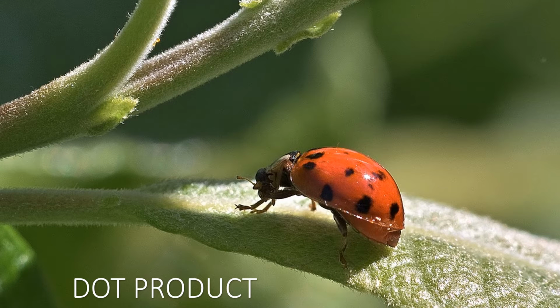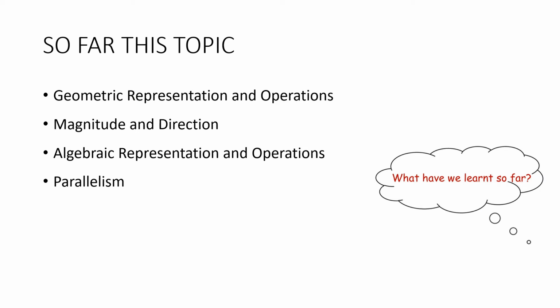Okay, Year 12, Lesson 4 for vectors. This lesson is on the dot product. So this is what we've learnt so far. We've looked at geometric representation and operations, the magnitude and direction of a vector, algebraic representation and operations, and parallelism.